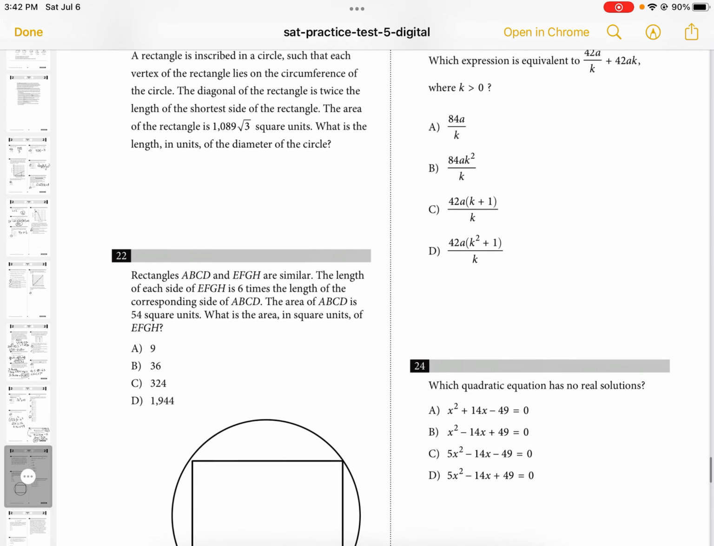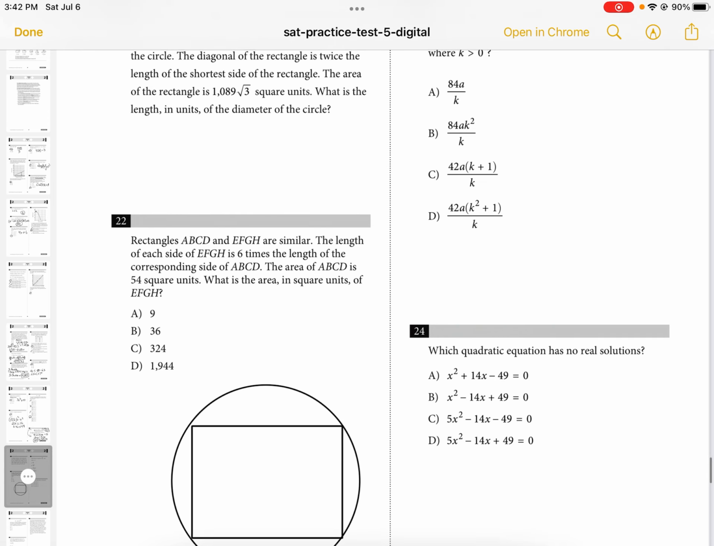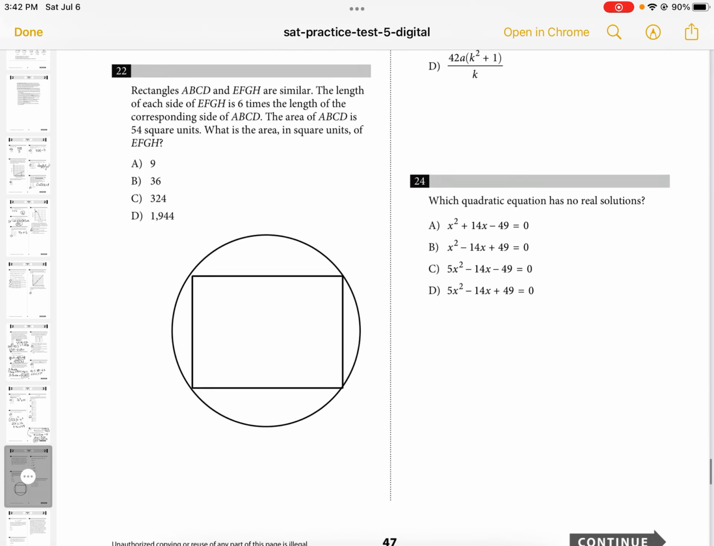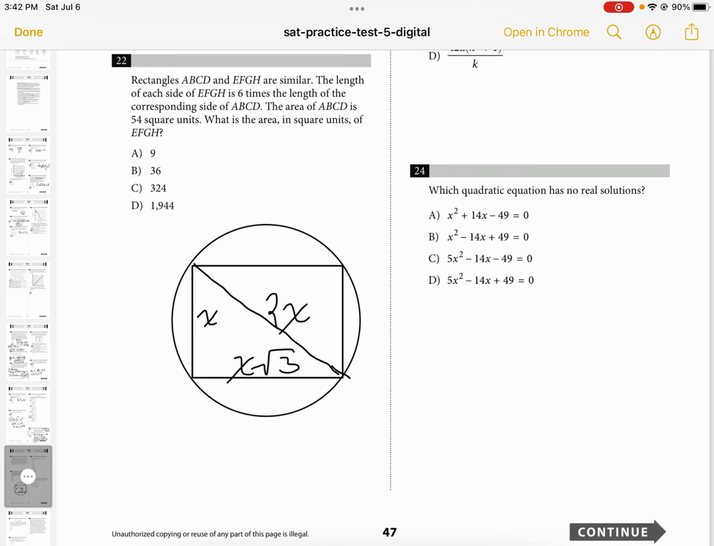And then we're given that the diagonal of the rectangle is twice the length of the shortest side. Right. So we're given this diagonal right here. We'll call this 2x. This is twice the shortest side, which is x. And by the Pythagorean theorem, then this side will be x root 3. Right?